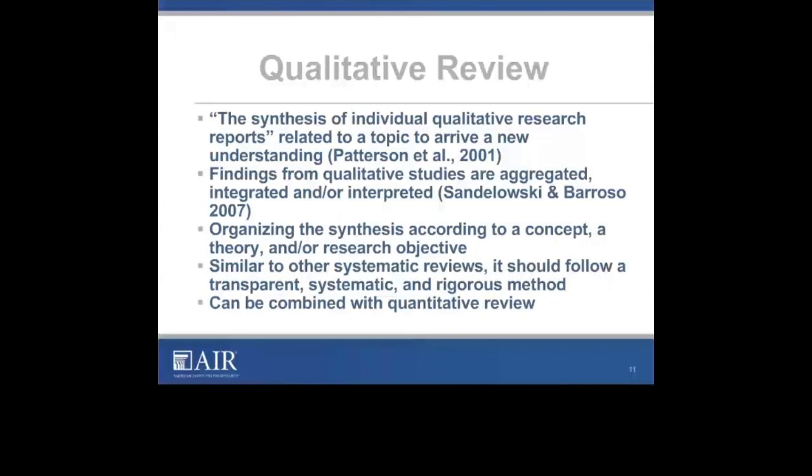So a lot of secondary topics that are not directly about intervention or treatment efficacy, but they are still informative about how well a treatment works, what the experiences of the end consumers are, and so forth. In recent years, we have seen a trend for these studies to be aggregated and synthesized as well. Such a synthesis of qualitative research is consequently called a qualitative review. In other words, the synthesis of individual qualitative research reports related to a topic to arrive at a new understanding. Basically, you walk through the same process as you do with the quantitative systematic review, but now you are applying the same principles to the qualitative research.